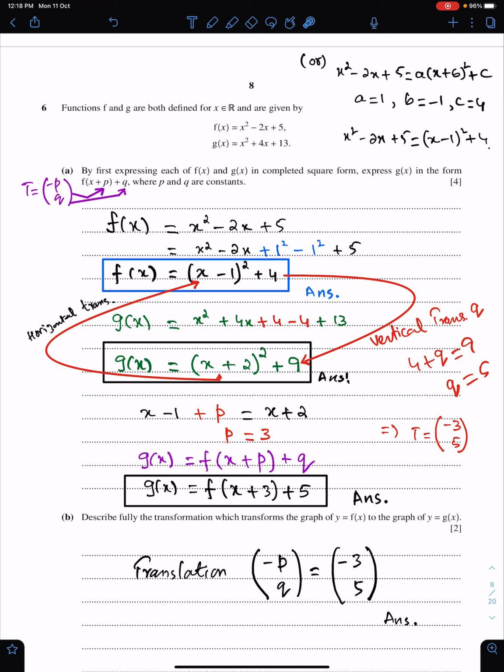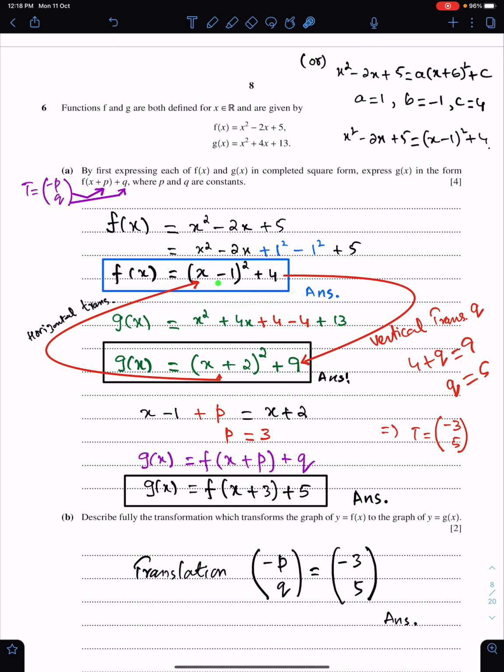Now you need to observe this transformation. g of x is equal to this. This is very important. See, this is the equation of g of x. You need to understand this equation well. This means horizontal translation, and this means vertical translation. So this means combined translation, with vector minus p and q. This is the vector. So you have to transform this equation into this form.